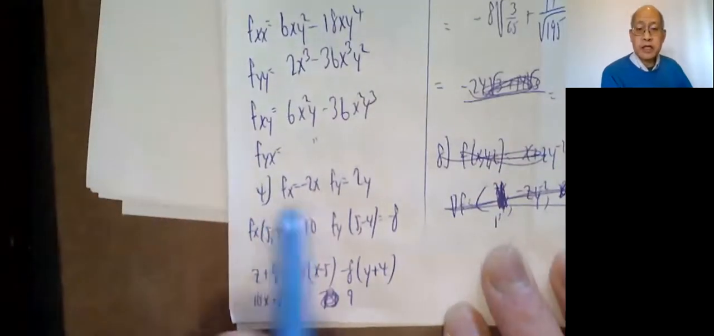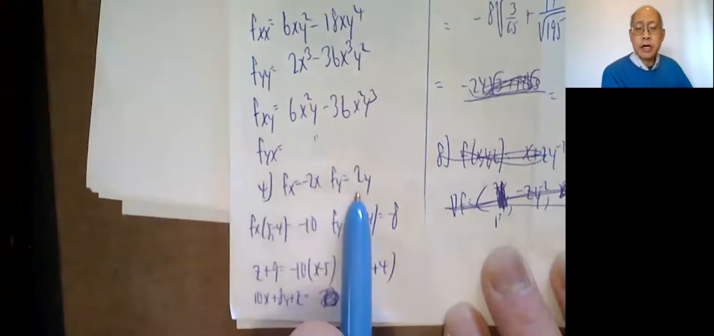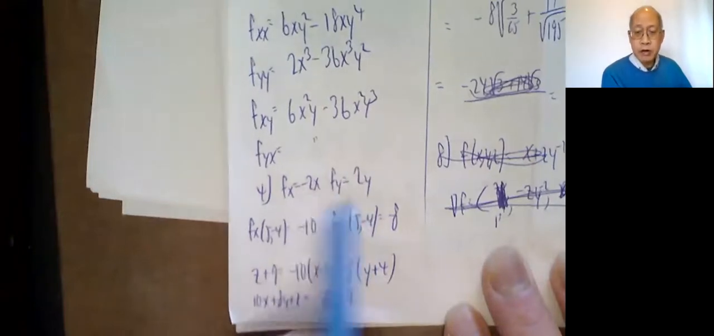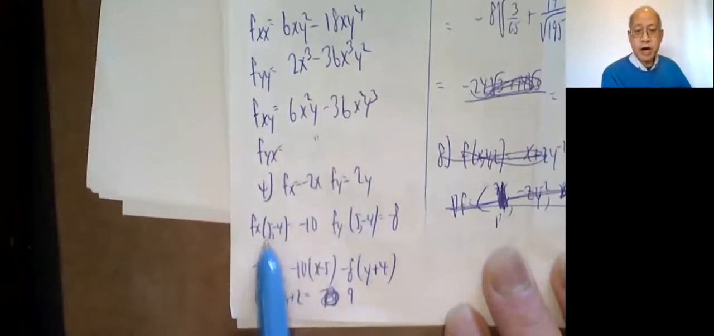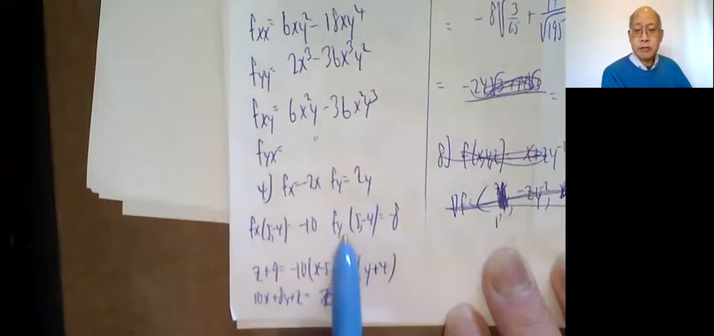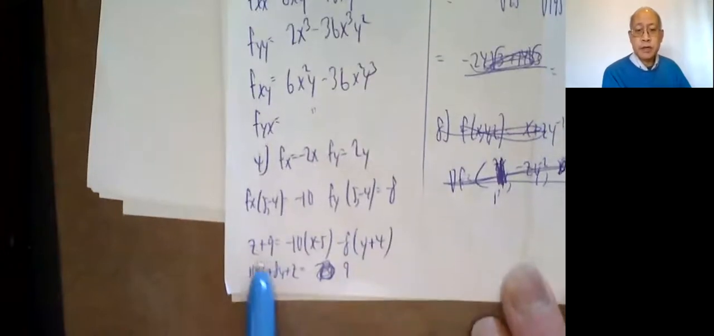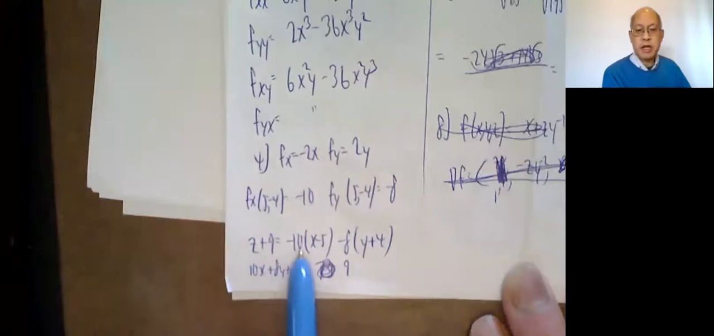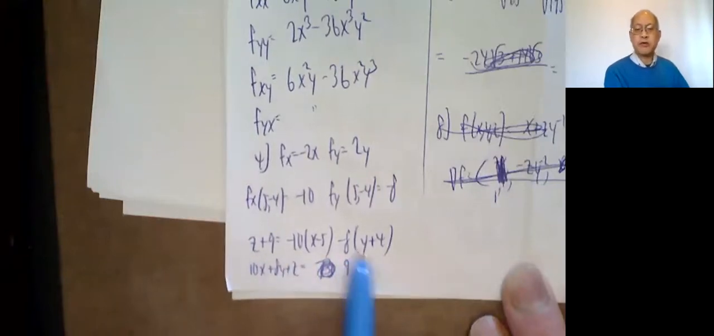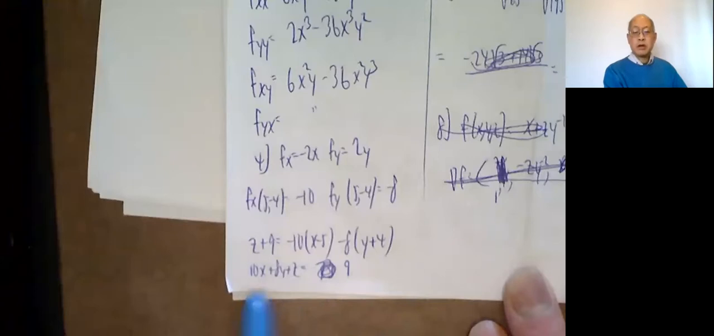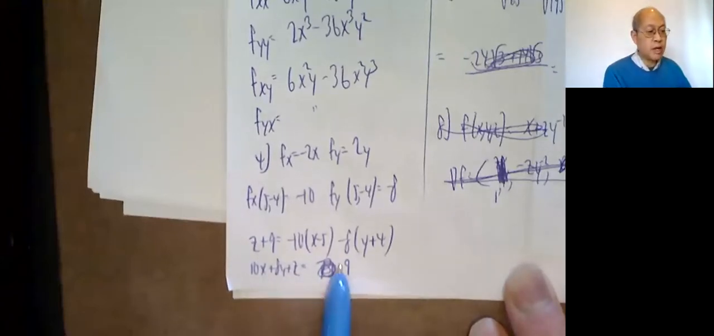Number 4, fx is negative 2x, fy is 2y. Some of you forgot to plug in. You left it there. You have to plug in. So plug in 5, negative 4, that gives me negative 10. Plug in 5, negative 4, that gives me negative 8. So z plus 9 equals negative 10 times x minus 5 minus 8 times y plus 4. A little bit of algebra, which I messed up. 10x plus 8y plus z equals 9, or any equivalent form.